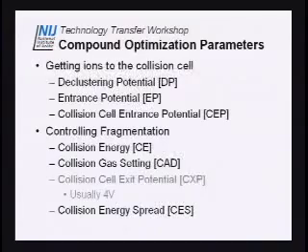Collision cell exit potential, I'm not really going to talk about why, because it's usually 4. And the collision energy spread is a way, when you're doing a fragmentation for library matching, to do 3 different energies summed together so that you get a nice, general mass spec. And we'll touch on each one of those. All right.